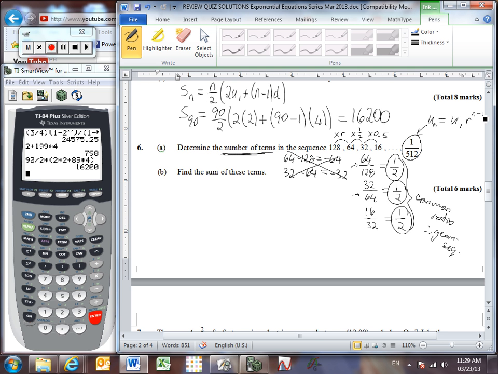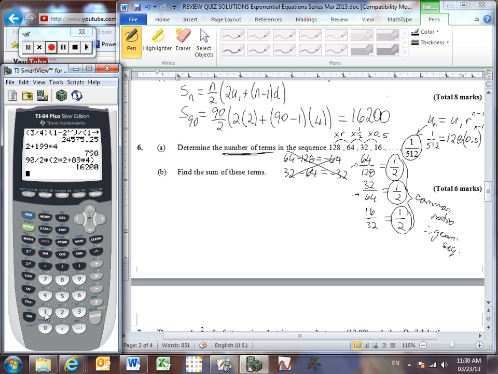Well, let's substitute what we know. We know that un is 1 over 512. We know that u1, the first term, is 128. And we know that our r is 0.5. And so let's put this to the power of n minus 1, where I am trying to solve for that value of n. Alright, I'm going to put this into the calculator.